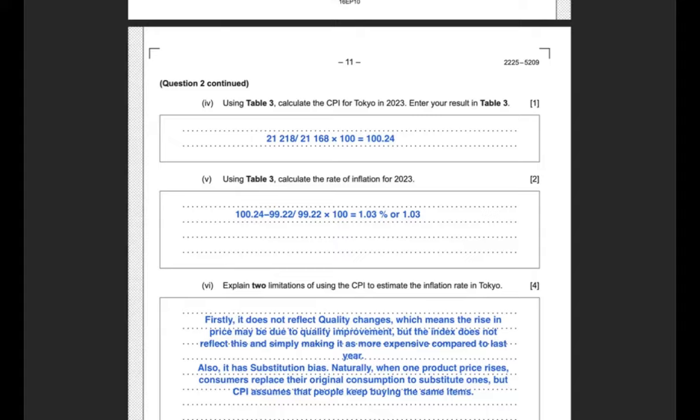Also, it has substitution bias. Naturally, when one product's price rises, consumers replace their original consumption with a substitute, but CPI assumes that people keep buying the same items, so the index can sometimes be a bit exaggerated.